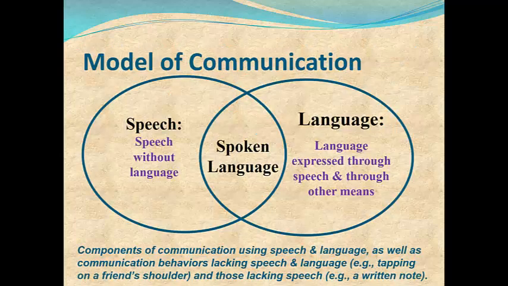Model of communication. We have 2 overlapping circles. The left circle is speech, speech without language. The right circle is language, language expressed through speech and through other means. When they overlap, they create spoken language.